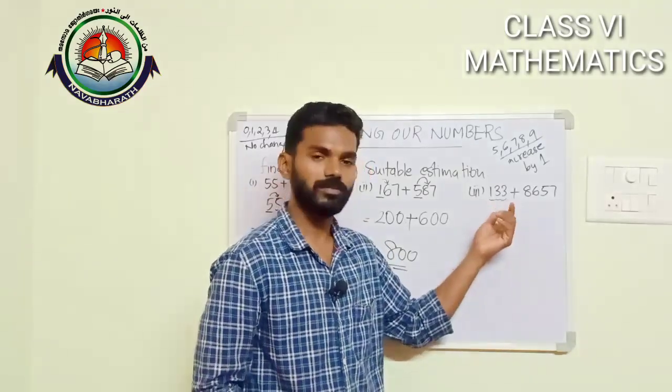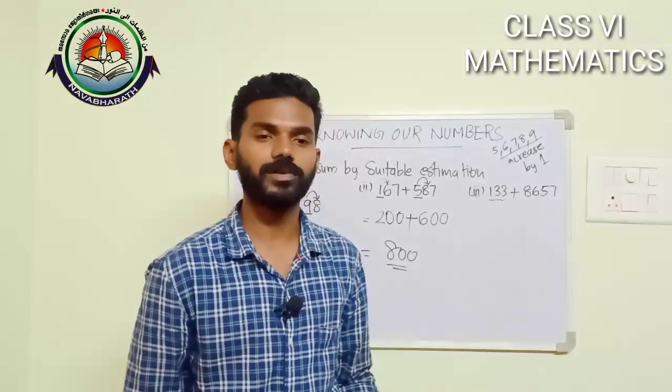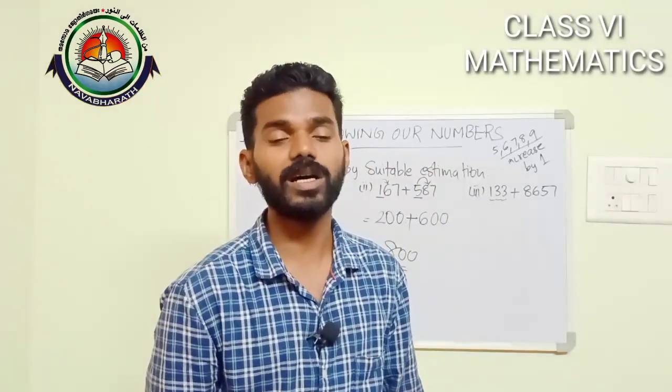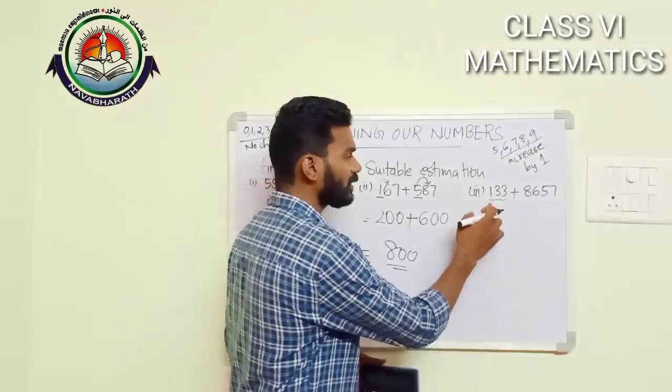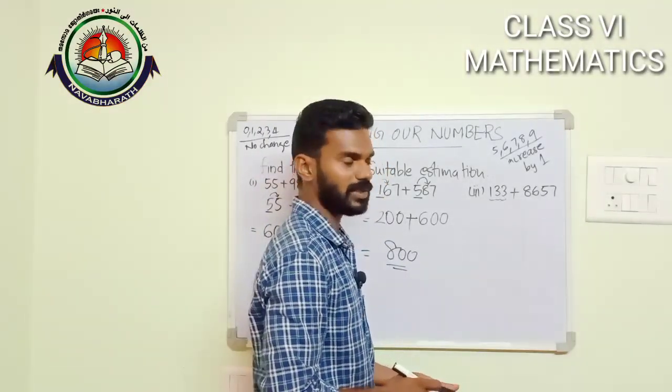Which is the minimum? Here is the minimum. Hundreds is the minimum. So just round off to hundreds. Clear? That is the rule. So that this can be rounded off to the nearest 100. What would be the answer?